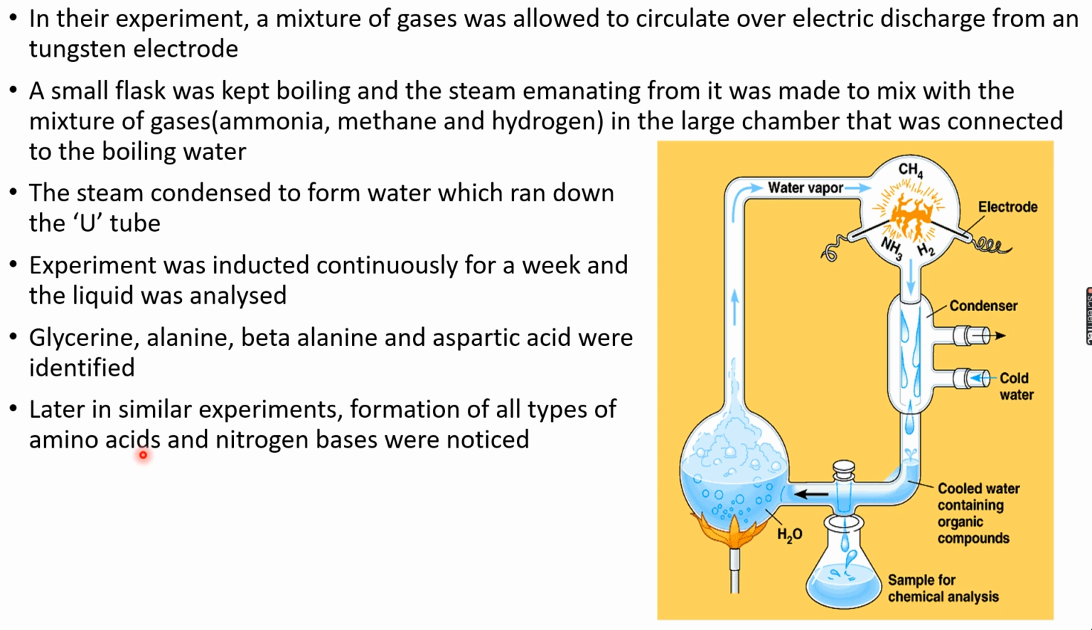So what happened? What compounds were present there? Glycine, alanine, beta-alanine, and aspartic acid were identified. All these are amino acids. So the collected water sample was analyzed for various proteins and amino acids. Later in the same experiments, the formation of other types of amino acids and nitrogen bases was also noticed. So these amino acids, proteins, nitrogen bases and nucleotides are the basis for life.